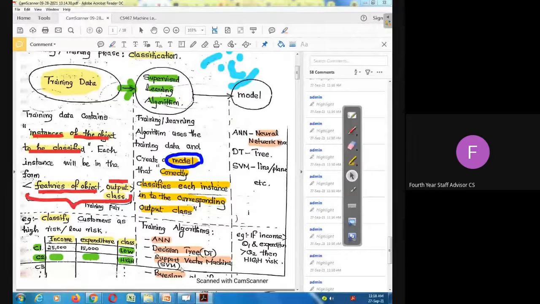Okay, we can discuss. One minute, it is stuck. The system got stuck. Okay, we can discuss it in the next class. Already the time is also over.